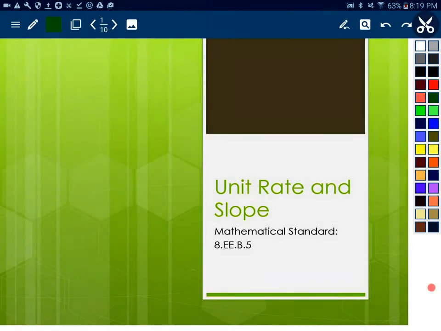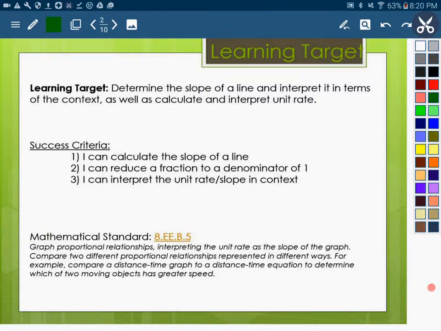Today we're going to be talking about unit rate and how it relates to slope. So yesterday we talked about how slope is the same as rate of change, which has the word rate in it. Think back to 7th grade when you learned about unit rate. Unit just means 1. So we're going to be trying to calculate the slope where it's per 1 of something.